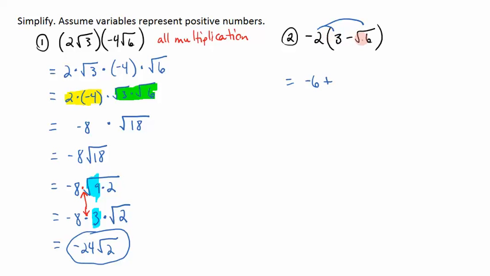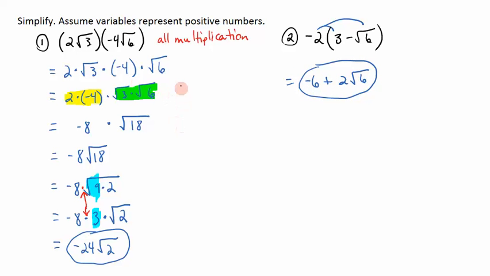I can't multiply 2 by 6, because 6 is under a square root and 2 is not. So I simply have 2 times the square root of 6. And there's nothing I can simplify here. I can't add negative 6 and 2 because 2 is multiplied by the square root of 6. And I can't split the square root of 6 into a perfect square and something else. So we're done.